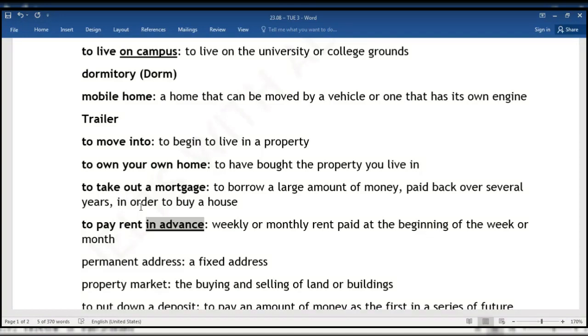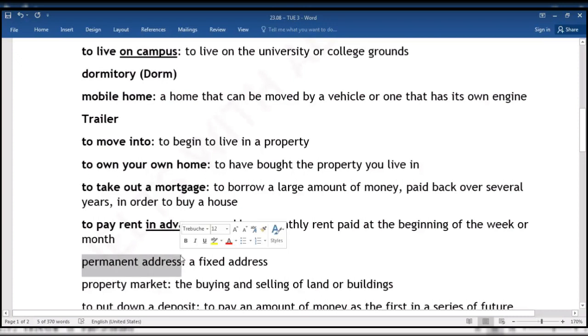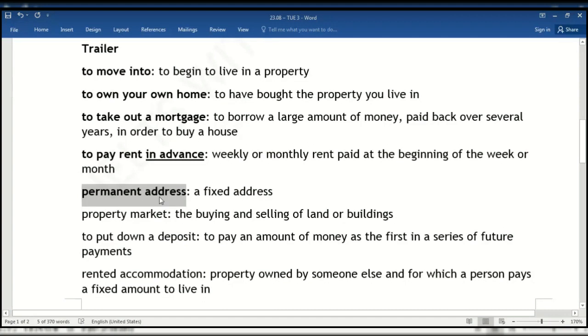Next is permanent address. And this is talking about a place where you live for a lot of time. Usually this is the place that is written down in your passport, for example. In your passport. So that's like your permanent address.